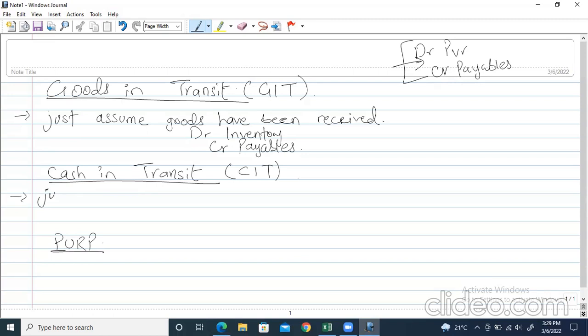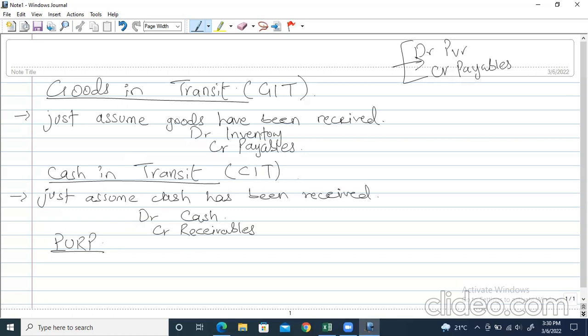So in a similar case, we just assume that cash has been received. This is the simplest thing to understand. In goods in transit, we assume that goods have been received and are not in transit anymore. Similarly, in cash in transit, they are not in transit anymore. We have received them. If we have received the cash, the entry is debit cash, and we are receiving from the customers, who we call receivables here. So we credit receivables.